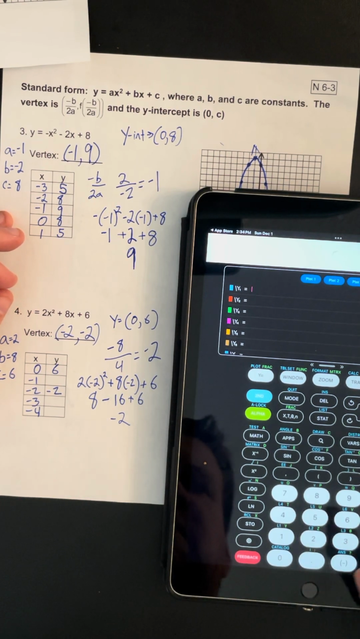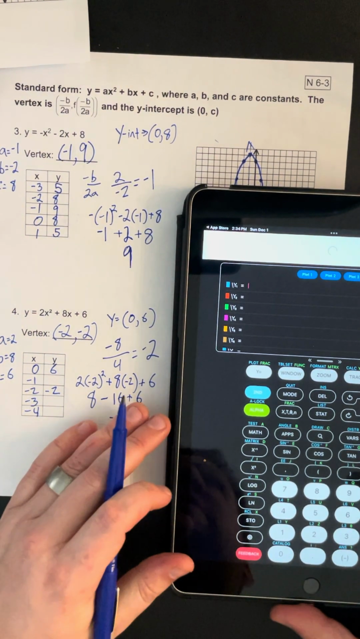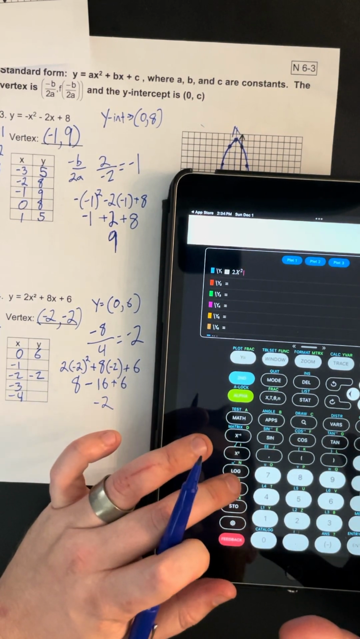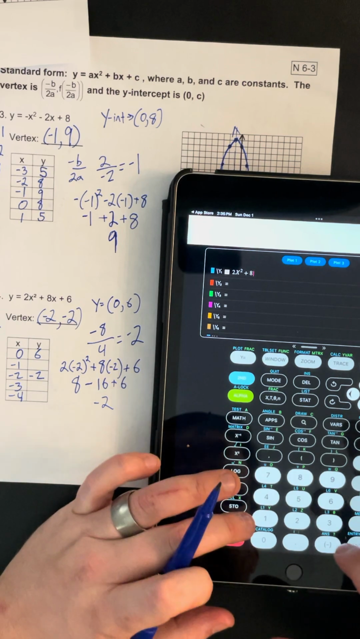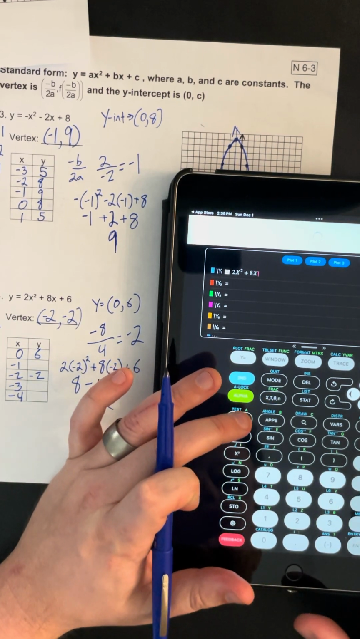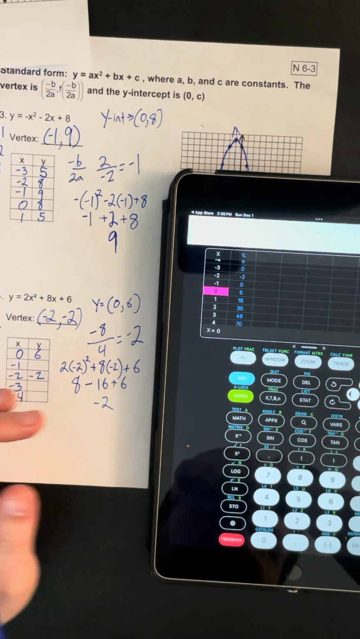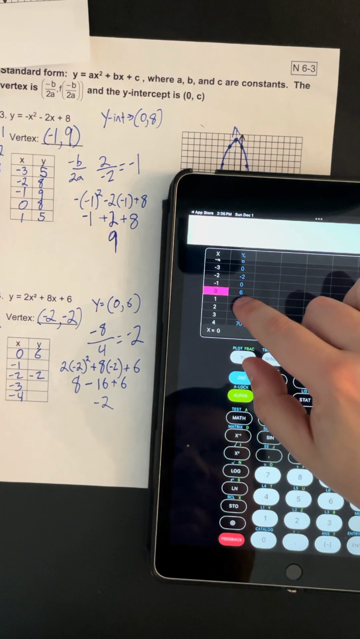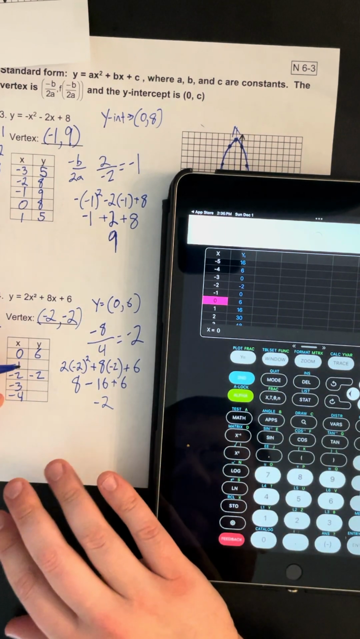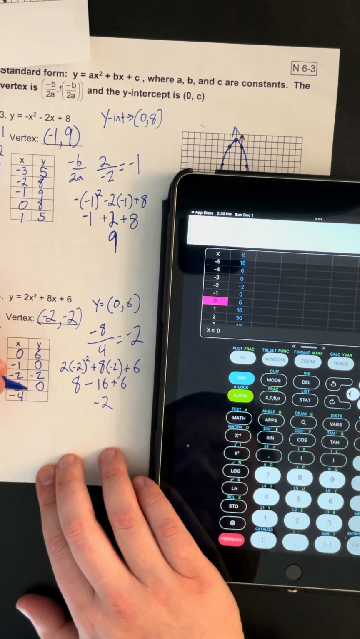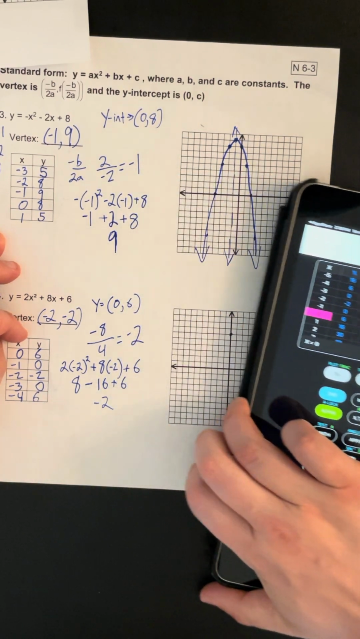Let's clear this out, and we'll check it in our calculator. So 2x squared plus 8x plus 6. And I've got my -2, -2 there. Looks like -1 was at 0. -3, 0, and -4 is at 6. So that gives us points to graph off of.